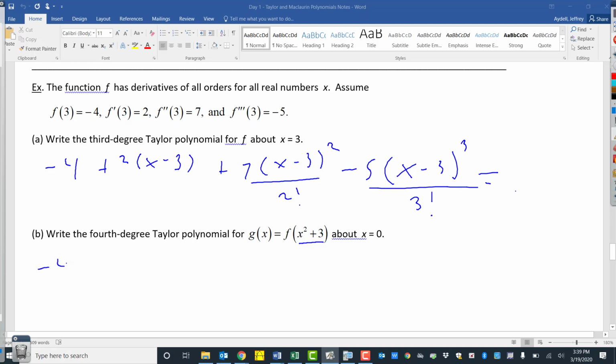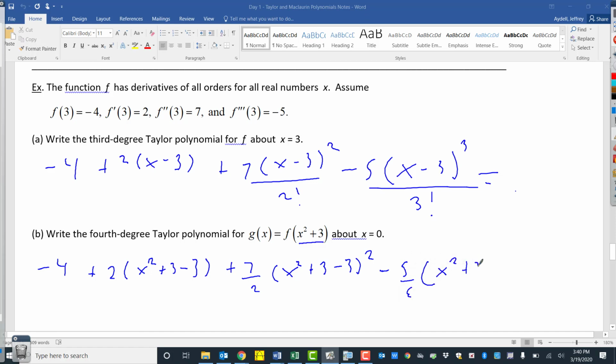So we have negative 4 plus 2 times x squared plus 3 minus 3, plus 7 over 2 times x squared plus 3 minus 3 squared, minus 5 over 6 times x squared plus 3 minus 3 cubed.